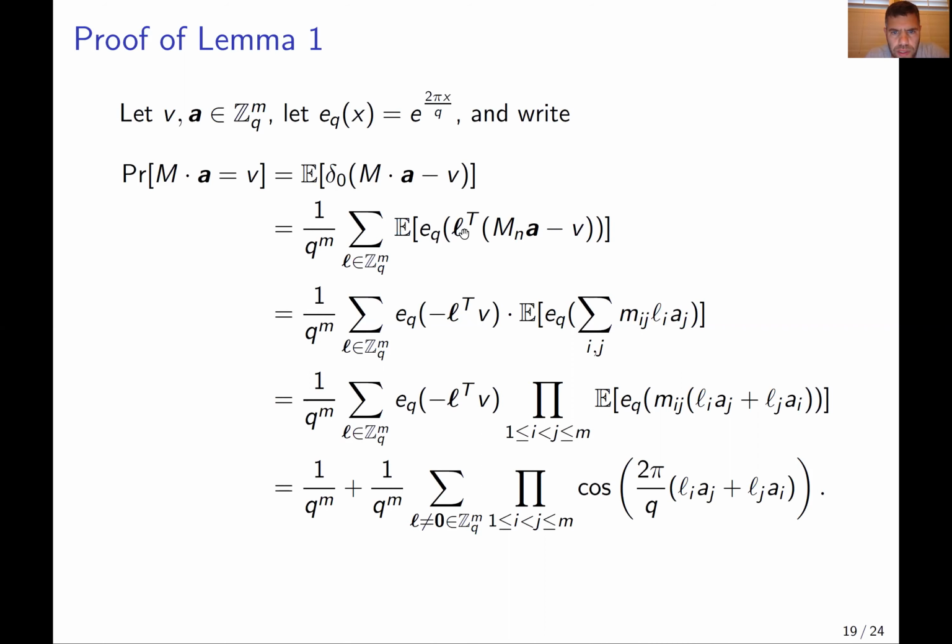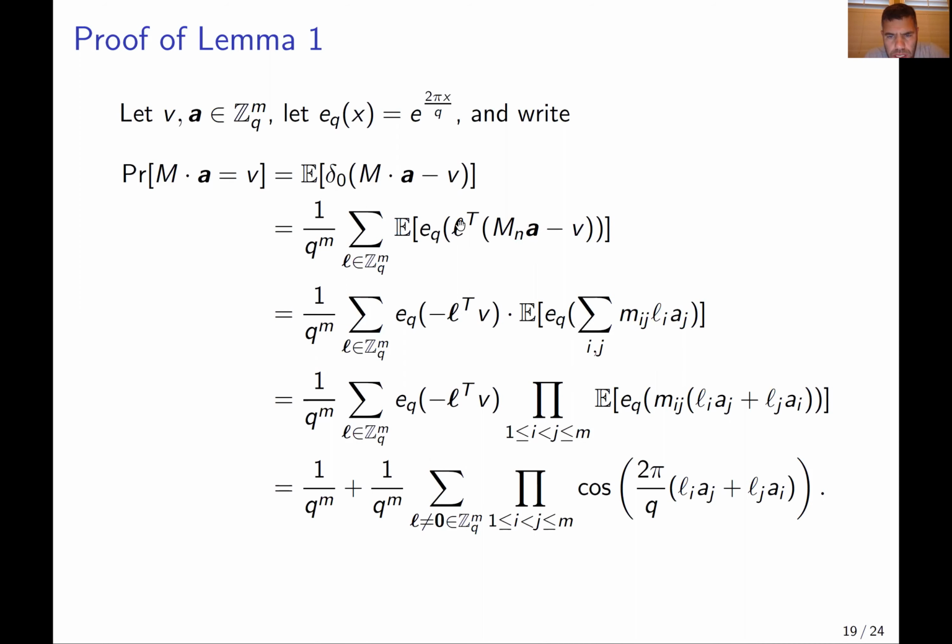So you see that we have this part here, e_q of minus L transpose V, that there are no random variables here because all the random variables appear inside M_n. So we can isolate it. So we have e_q of minus L transpose V. And then here we have the expectation of e_q of the sum. So now I calculate the sum, like L transpose M A.